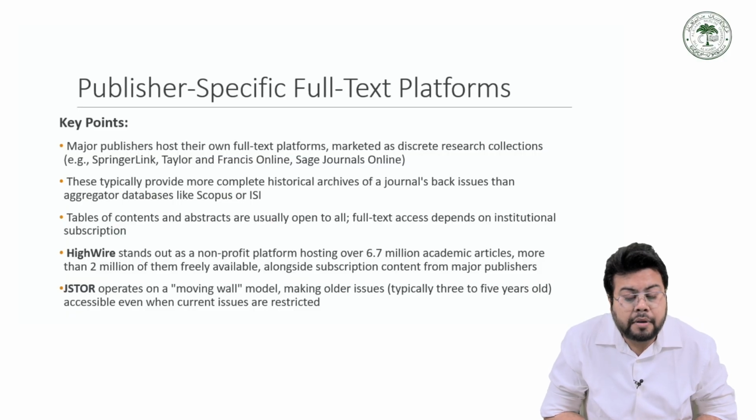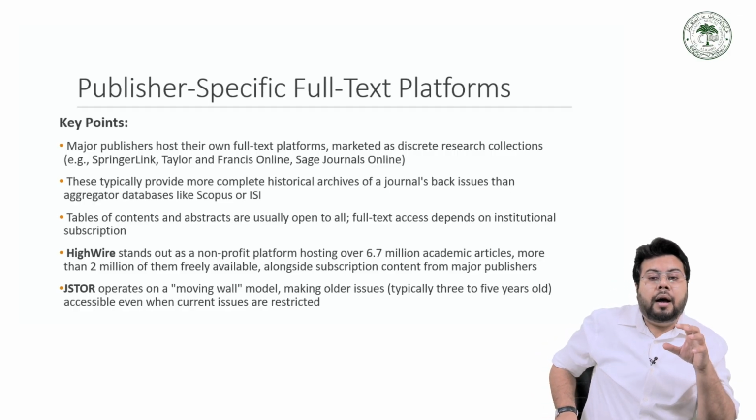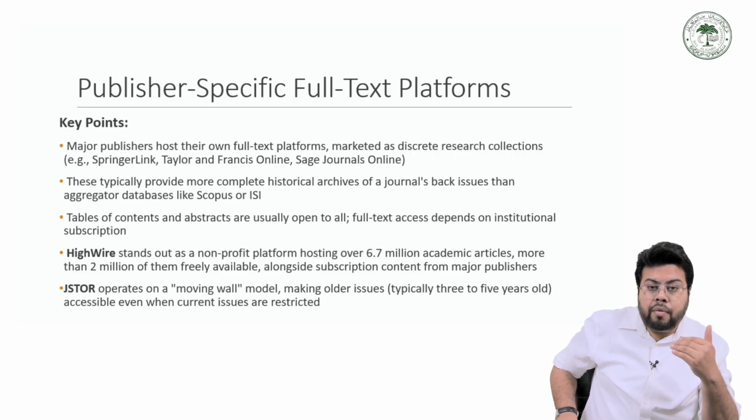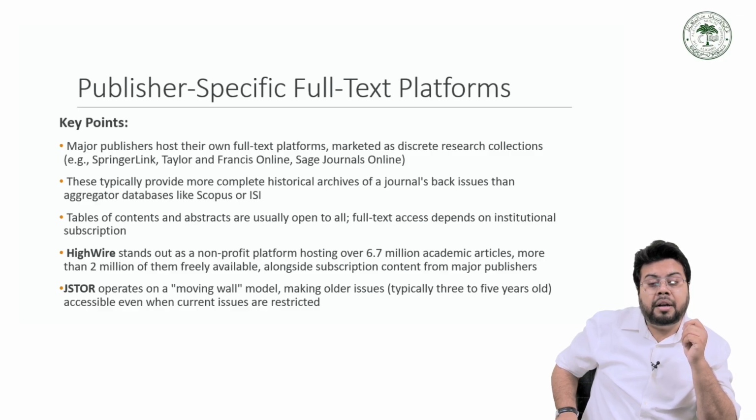Now, publisher-specific full-text platforms. Here's a piece of information I think many of you will find genuinely useful for your own research going forward. If you want to browse the complete back catalog of a specific journal, going to the publisher's own platform directly is often a better strategy than searching through an aggregator like Scopus or any third-party service.